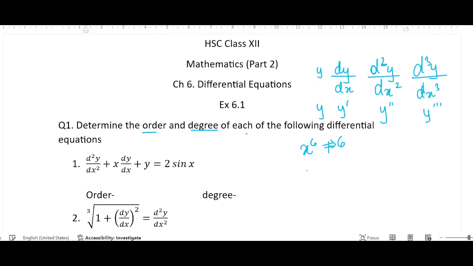Let's say the highest order of your equation is 2. So if d square y by dx square has power 6, then you can say that the degree of this differential equation is 6. Hope this is clear. Even if it is not clear, we'll be clarifying all these things as we solve the questions. There are 10 questions and hopefully all your doubts will be solved in that.